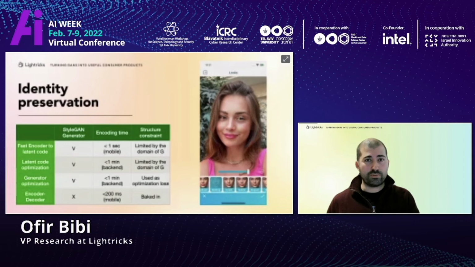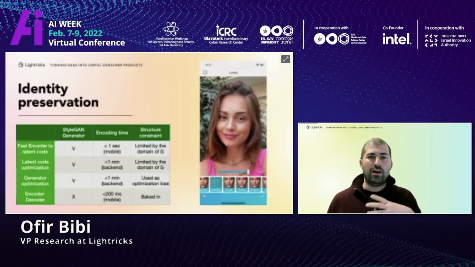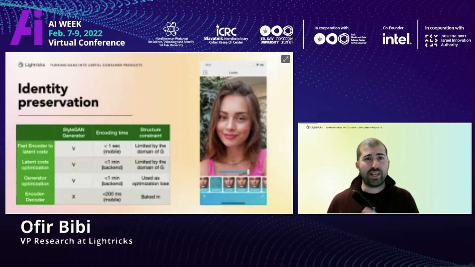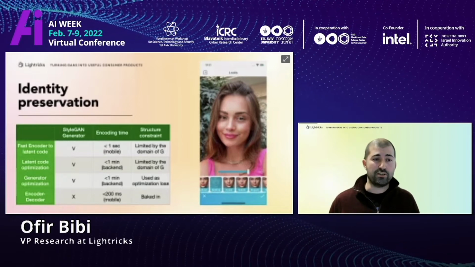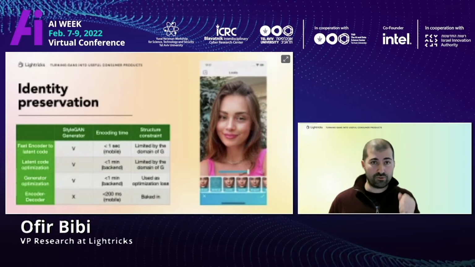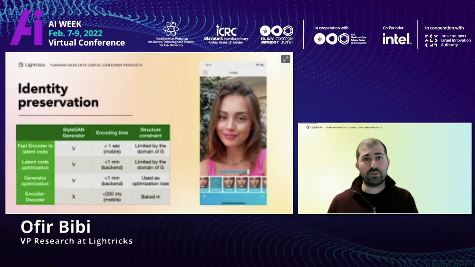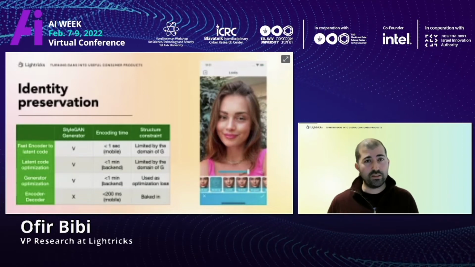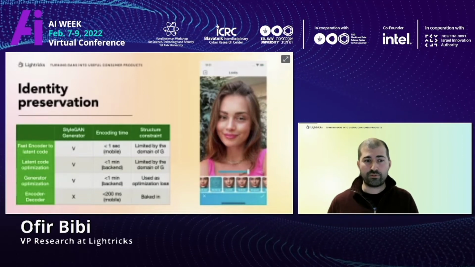Encoders into the latent space of StyleGAN are pretty fast, but they're very limited, both by their training and by the domain of the generator. Latent code optimization, just trying to optimize the latent code, works better, but it's very slow and it's still limited by what the generator can create.